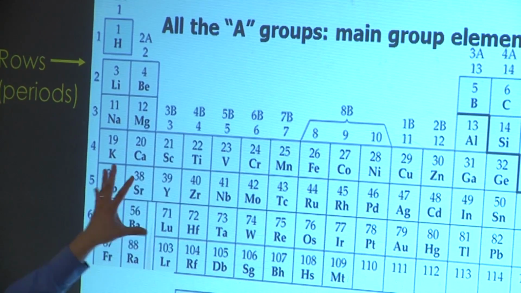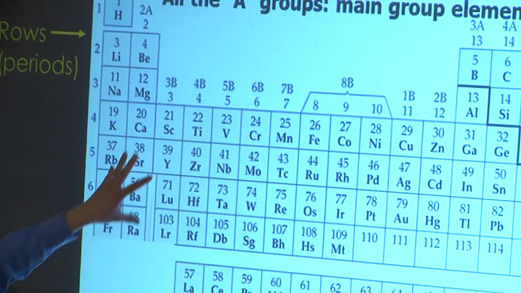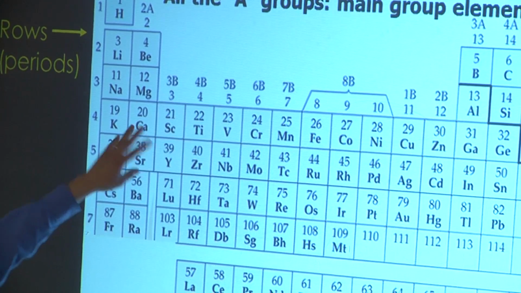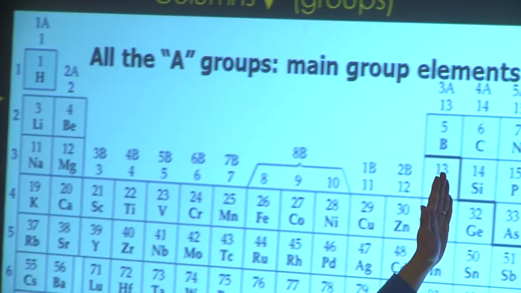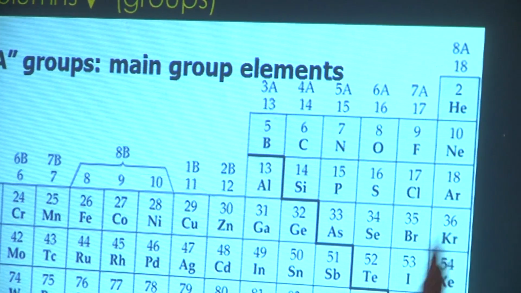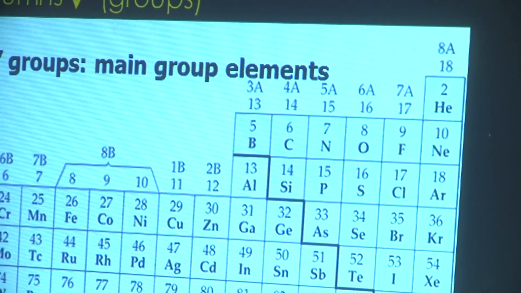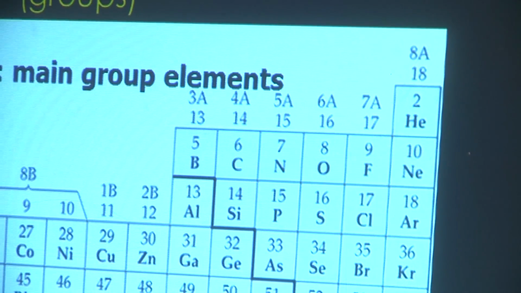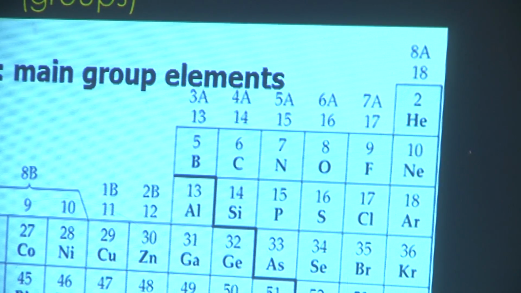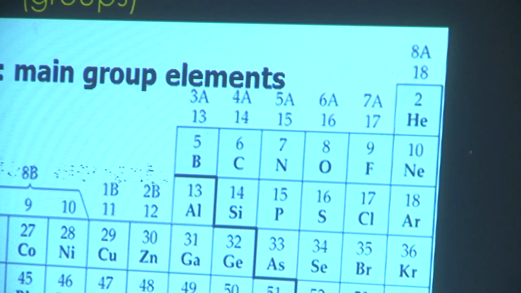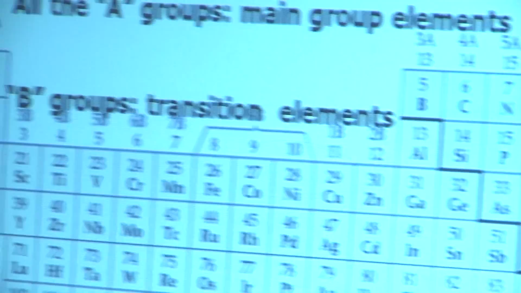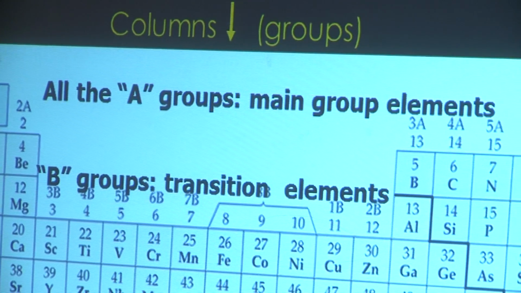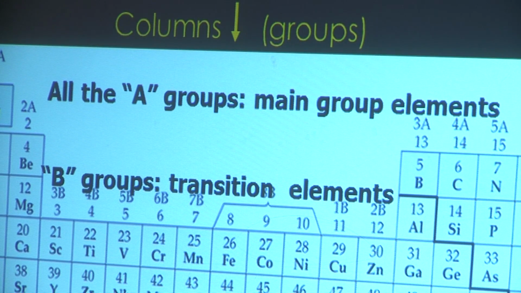We probably won't talk about that at all, but we will talk about the A groups. We go from 1A, 2A, 3A, 4A, 5A, 6A, 7A, 8A. Those are called main group elements. We'll deal a bit more with the main group elements than the B group elements. The B groups are called transition elements, and we'll also talk about them a little bit, particularly as we get to chapters like 7 and 8.